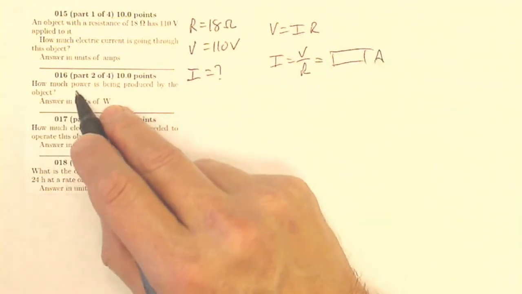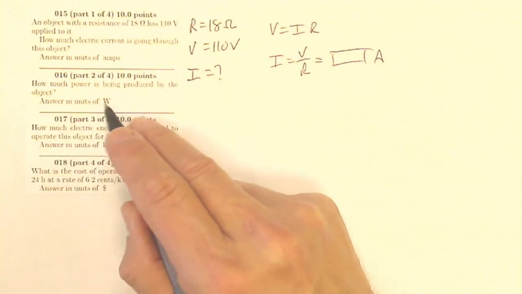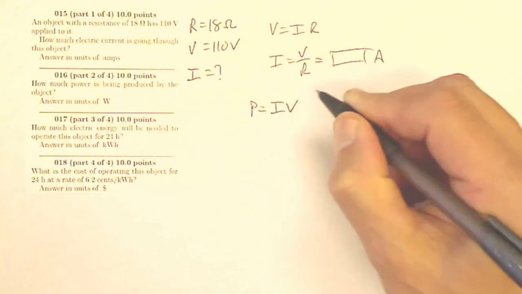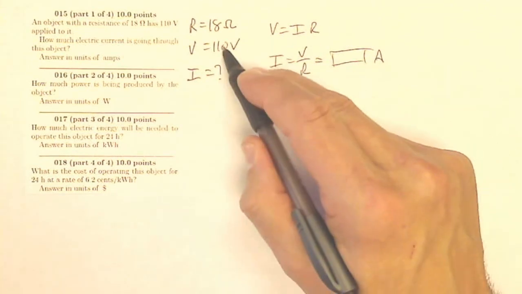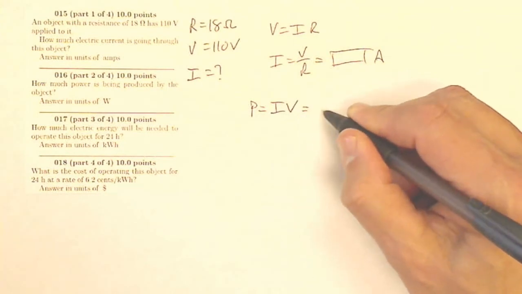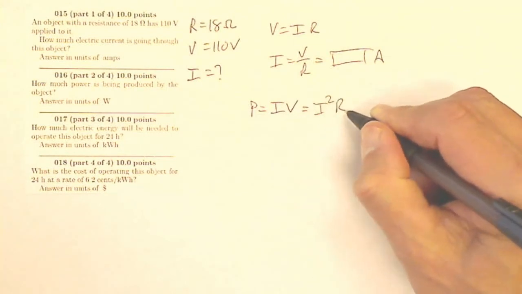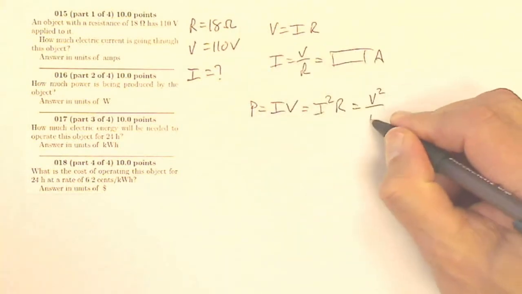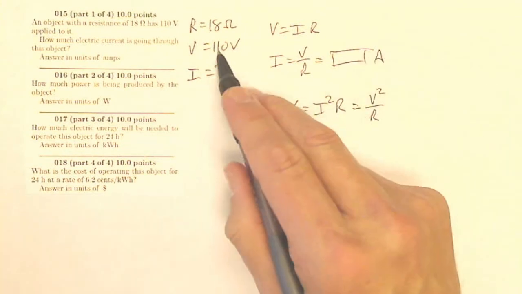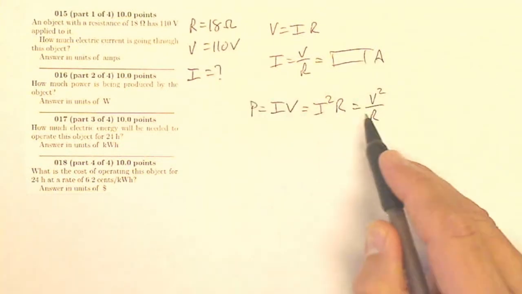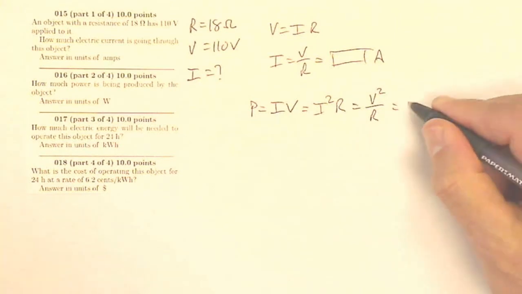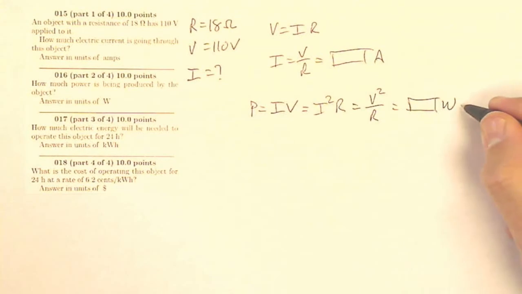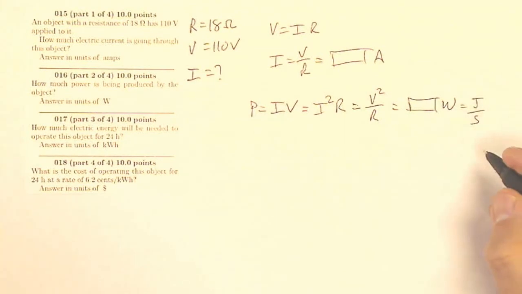Question number 16, how much power is being produced by the object? Answer in units of watts. Well, for this one, I know that P equals I times V. So I could take this I and multiply it by the voltage. Or I could do I squared times R. Or I could take V squared over R, and for that one I don't even need this answer. I'd be 110 squared over 18. So you have three different ways of getting the power, and that's going to give you so many watts of power. And remember, a watt is a joule per second.